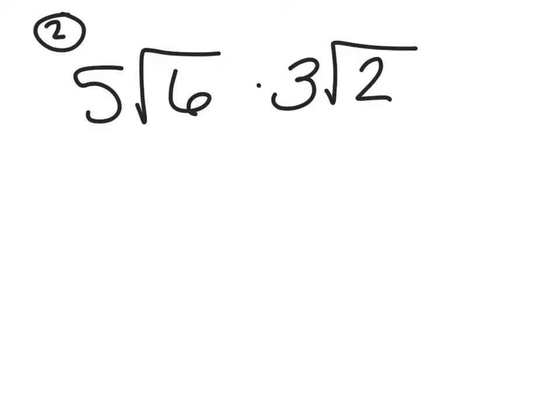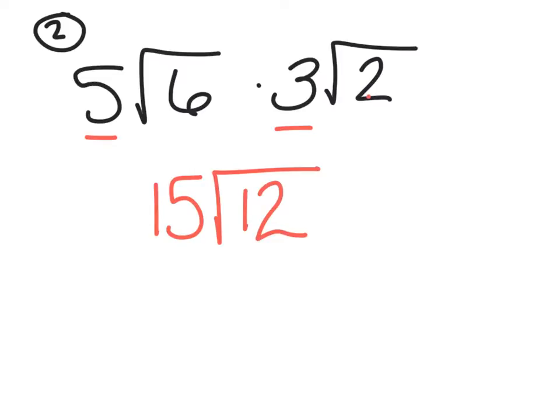Example 2, 5 radical 6 times 3 radical 2. Well, the multiplication rule says we're going to multiply the outsides. So outside I'm going to get 15, and underneath my radical I'm going to get 12. Now the only thing is you're just not done there. Now you just simplify radicals like you've been doing.